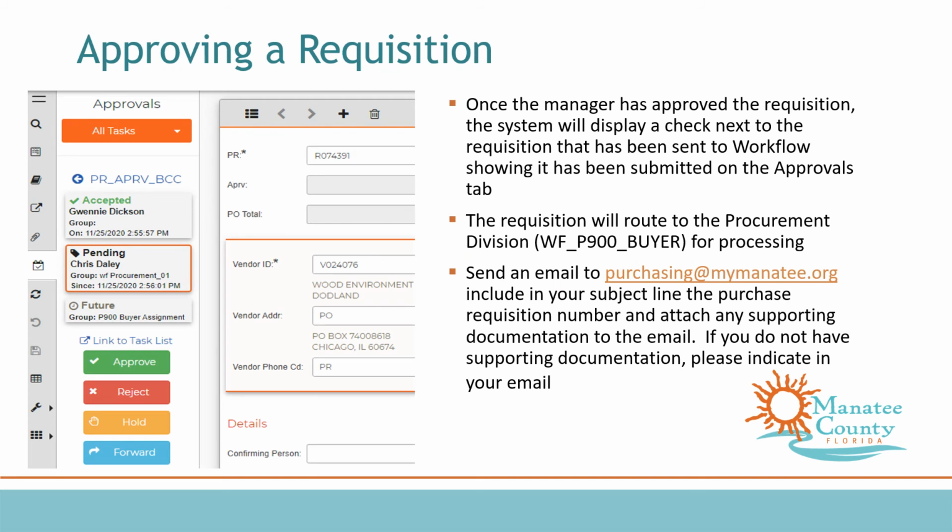Once a manager has approved the requisition, the system will display a check next to the requisition that has been sent to workflow, showing it has been submitted on the Approvals tab. The requisition will then route to the Procurement Division. Send an email to purchasing@mymanatee.org, include in your subject line the purchase requisition number, and attach any supporting documentation to the email. If you do not have any supporting documentation, please indicate this in your email.